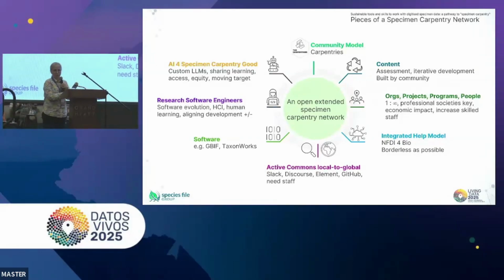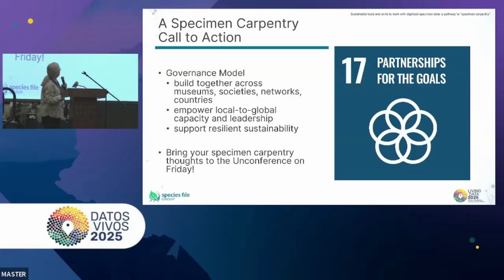So that was a lot, and it was fast, right? But the point is, to me, all these are pieces of something like specimen carpentry, if we think about ourselves as a global entity and not as a single organization. So with that, it's key. Partnerships for the goals, right? Thinking about ourselves and how we can align. Thinking about how we can build these things together so that local communities are enabled and engaged. And we're going to see another example of that in one of the upcoming talks.